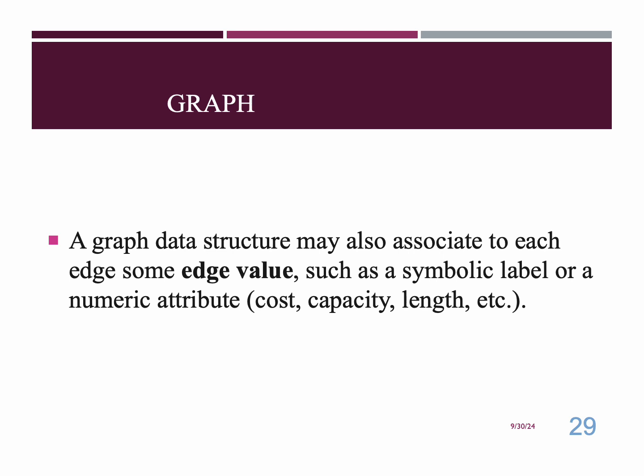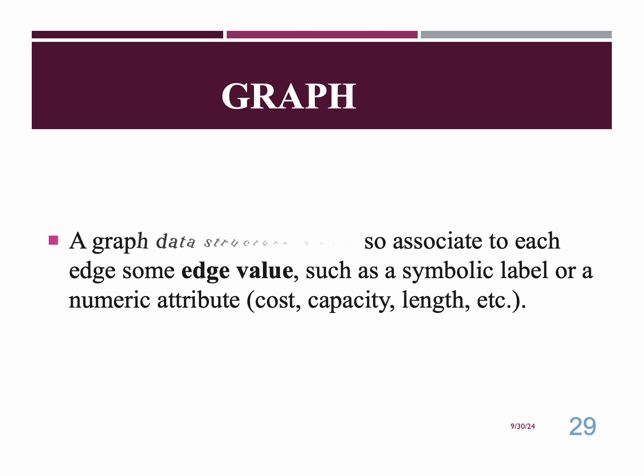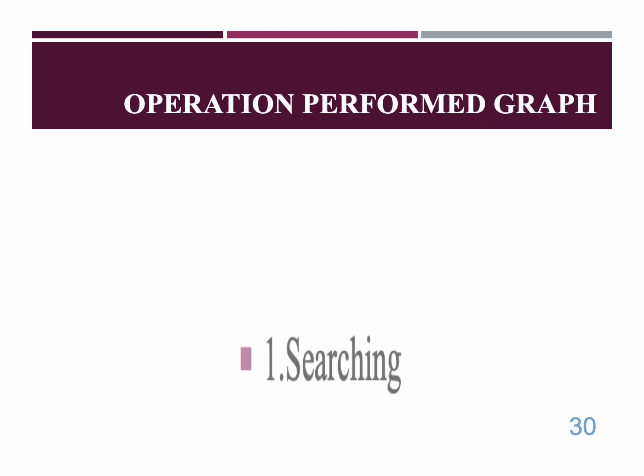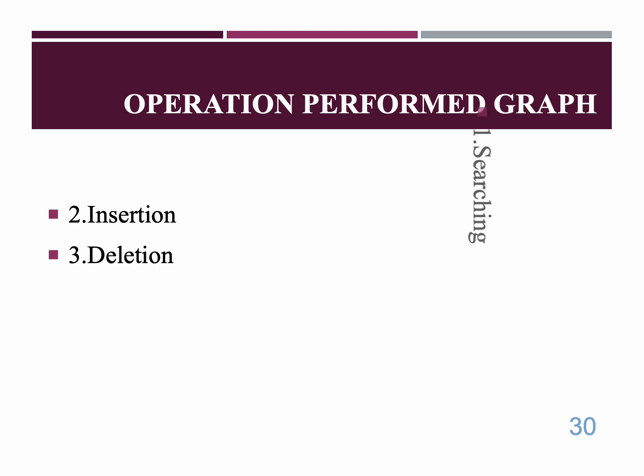Okay, now graph. A graph data structure may also associate to each edge some edge value, such as a symbolic label or a numeric attribute. A graph specifically consists of nodes which are connected. It could be directional or non-directional. It depends on the data, or it depends on the value. These are the three operations we can do on graph. Similarly, like we did on tree, we can also do searching, insertion, and deletion.